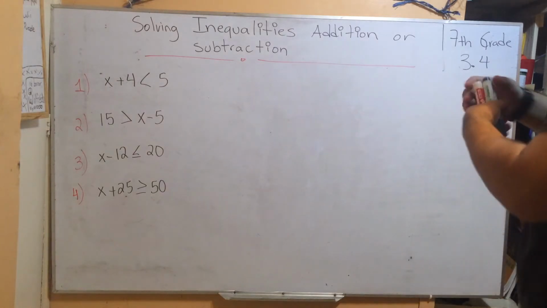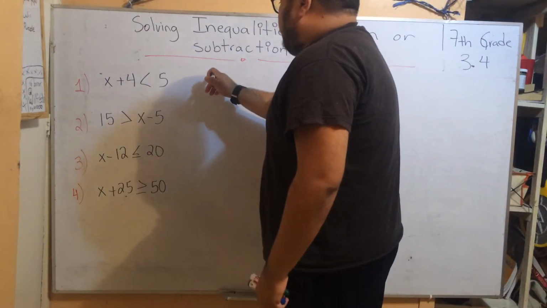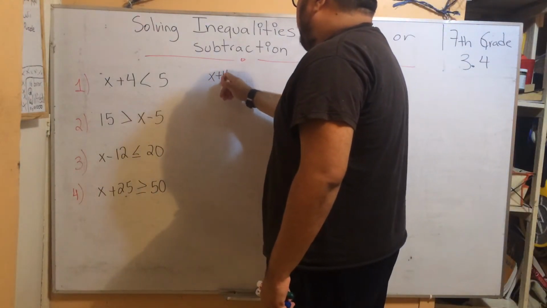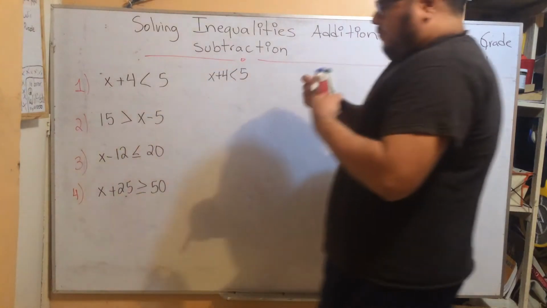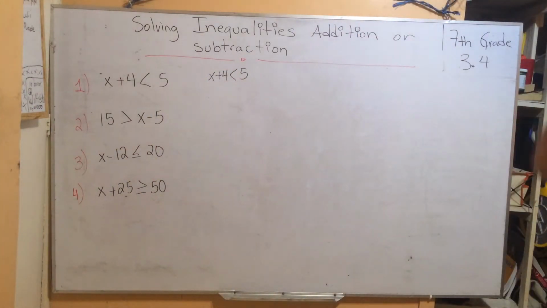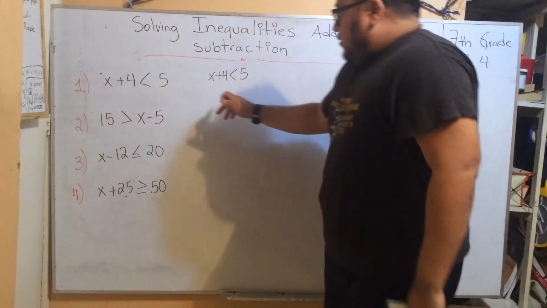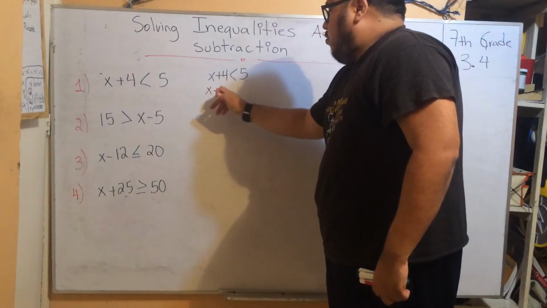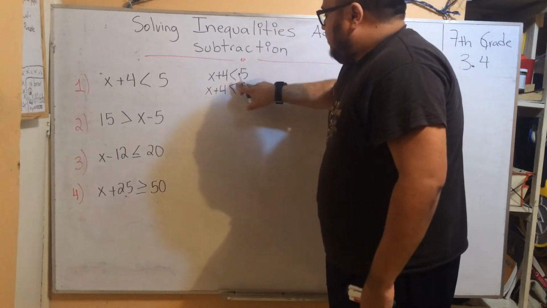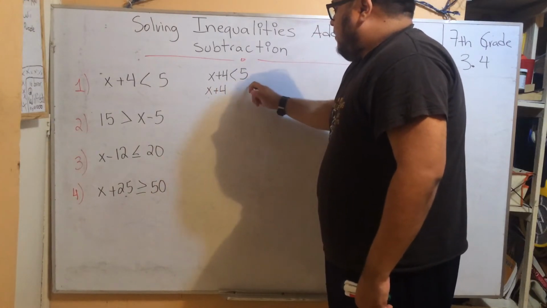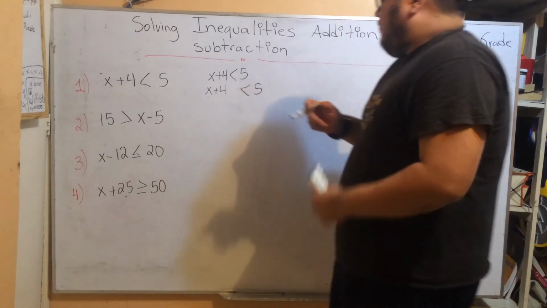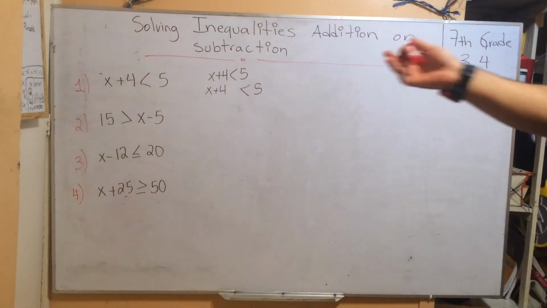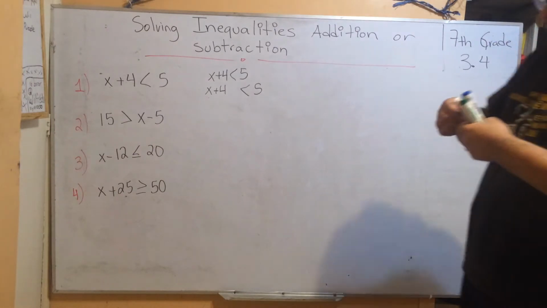Okay, so let's take the first one: x plus 4 less than 5. What do we do so that we can have x alone? We can add or subtract the same number on both sides so that x can be by itself. So we have x plus 4 less than 5. What do we do on both sides so that we can eliminate the 4?